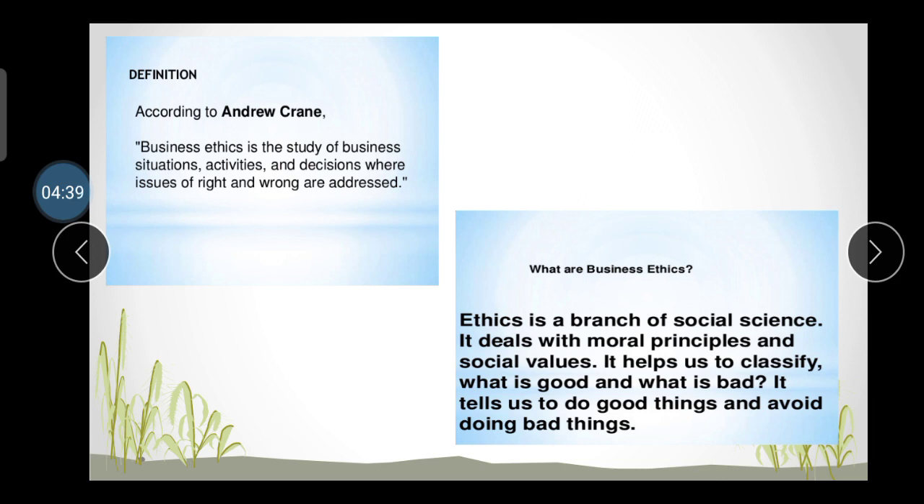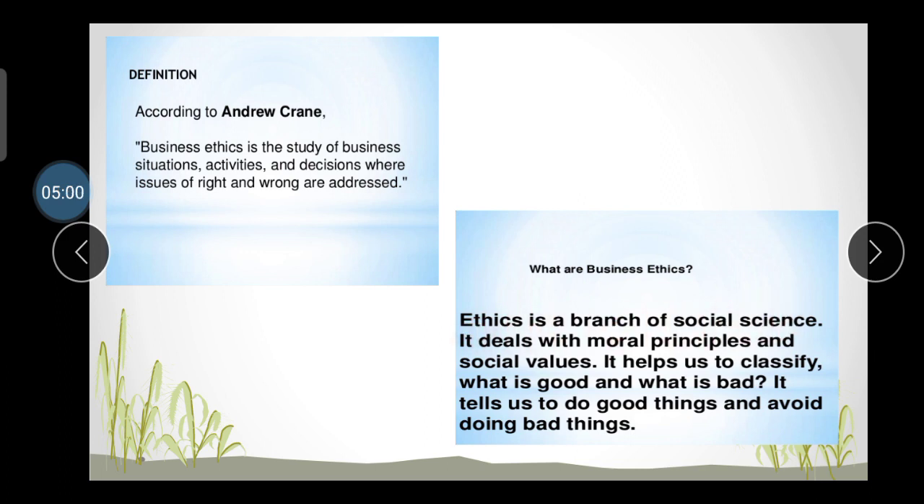You can take the real example of the Tata company. Tata company works for the welfare of their people, their employees and their customers. So they have not done any unethical practices till date. Why? Because they have defined their business ethics, right?